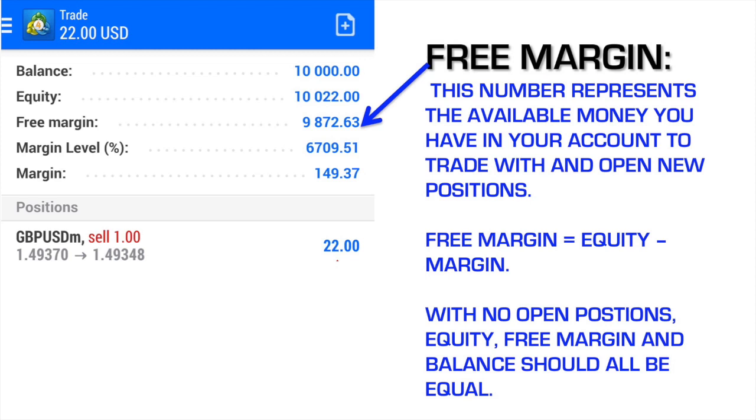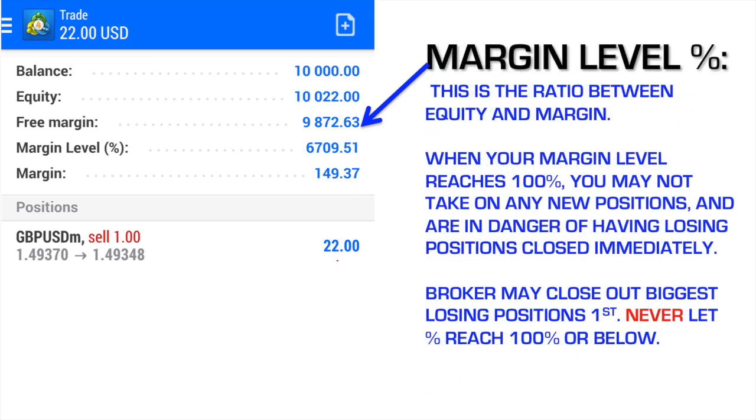So that way your free margin is not contingent on if the auto trader is doing well, or if your swipe trade is doing well, or if you are doing well. It's only contingent on just one person trading that one type of account at a time. Hopefully that makes sense. With no open positions, equity, free margin, and balance should all be equal. They should all equal the same thing.